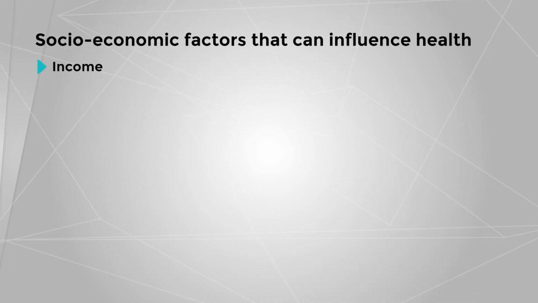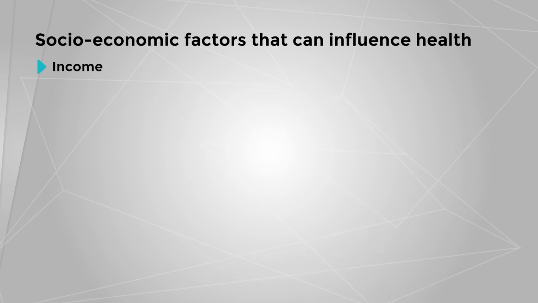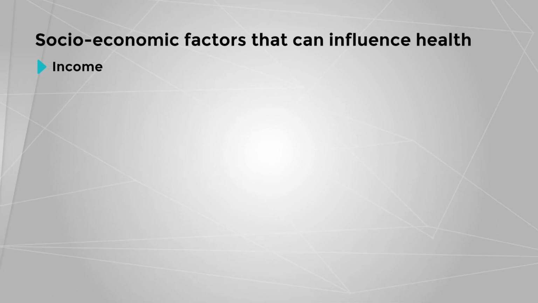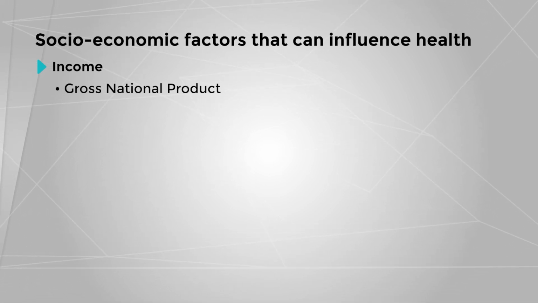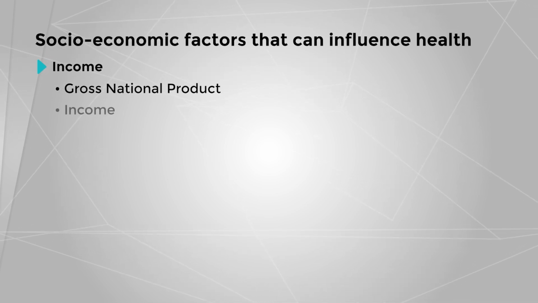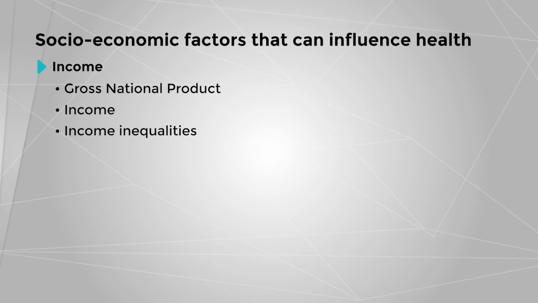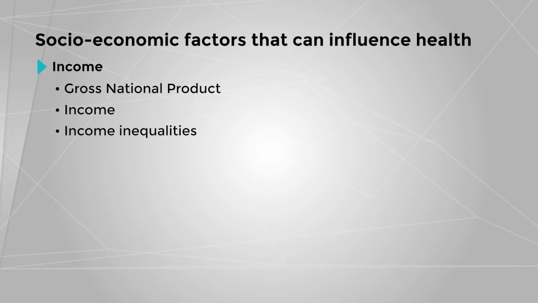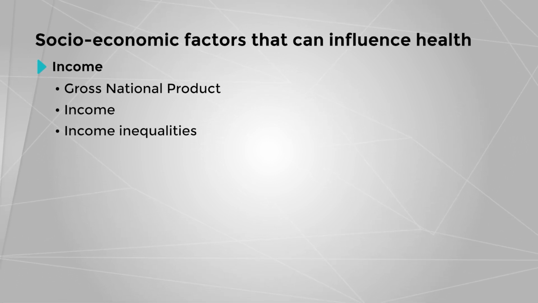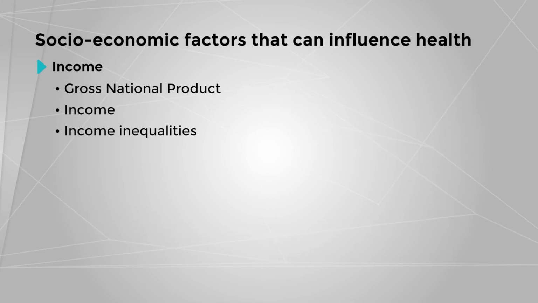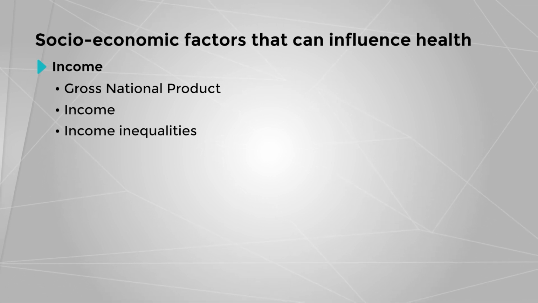The first and very important is income. Income is related to health in three ways: through the gross national product of countries, the income of individuals, and income inequalities among rich nations and among geographic areas. In a lot of literature on health equity and health disparity, the relationship between income and health has been focused on in the fields of economics, public health, and welfare economics.